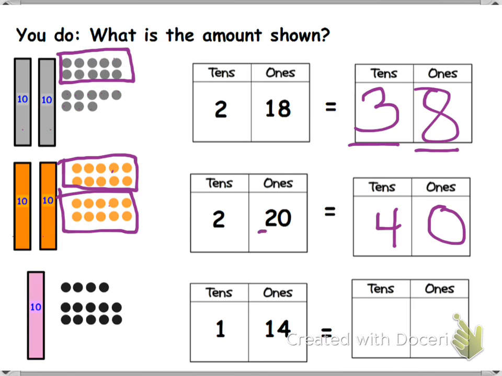Now we also could have taken this 20, and it's actually 20 ones, and we could have moved it over to the tens place. So the 2 tens are right here. We can just add 2 more tens to it, and it would be 4 tens.